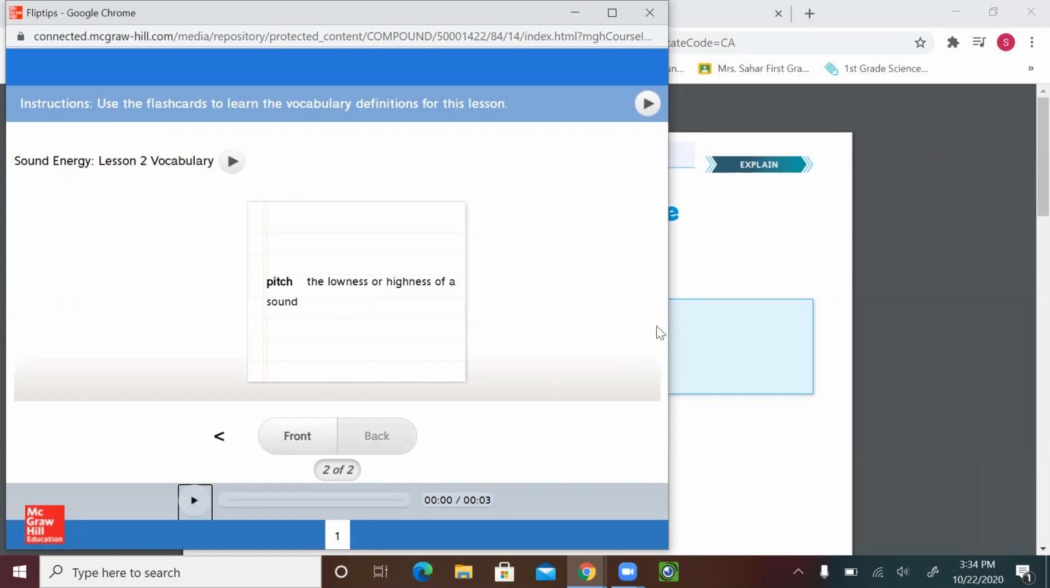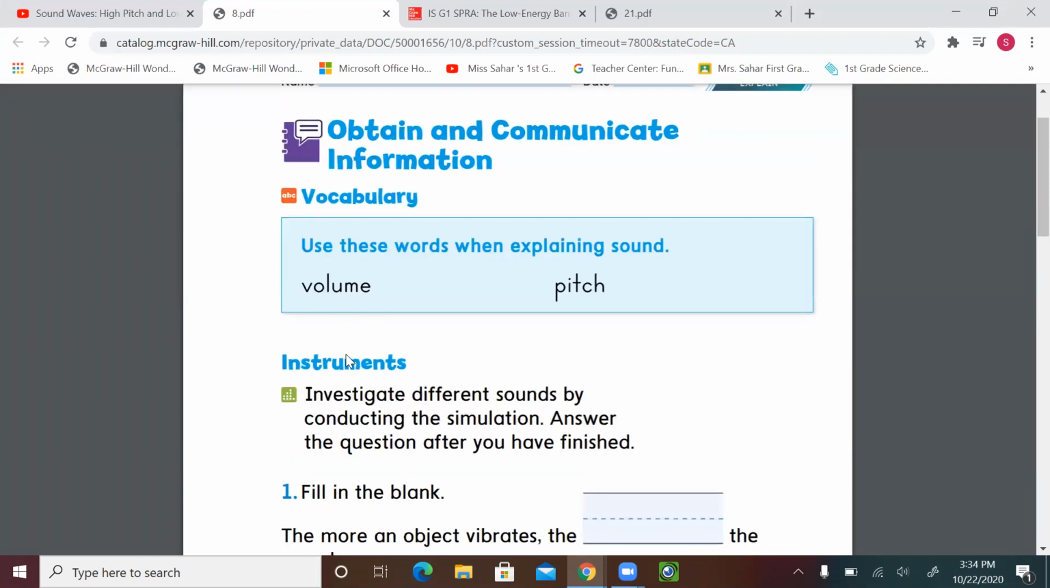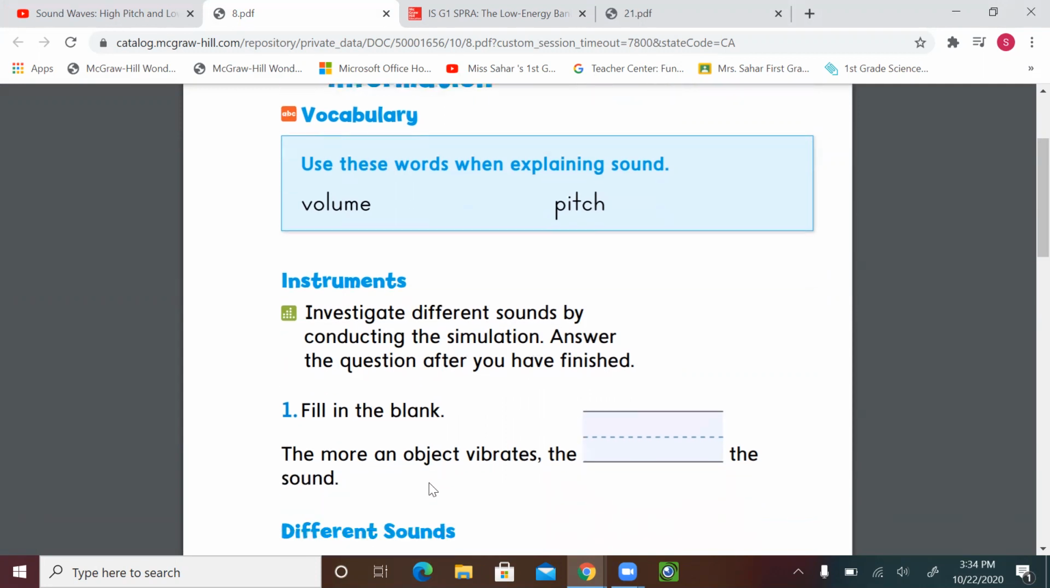All right, so let's go to page 23 and work together. Investigate different sounds by conducting the simulation. Answer the question after you have finished. Remember the video we had last lesson about the drums and the xylophone, and when you go high or you go middle or if you go low. And what we also did with the tuning fork last week. So let's see if we can fill in the blank.